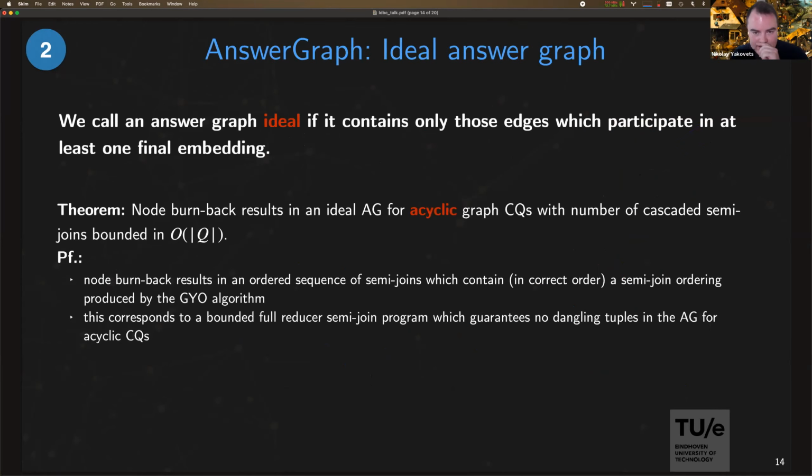All right, so that's the answer graph, and we show that our approach is guaranteed to produce the fully reduced answer graph for the acyclic conjunctive queries. And this is a simple proof for that by using the GYO algorithm. But we can also work with the cyclic graphs with limited tree width with some materialization. So we also show how to do that.